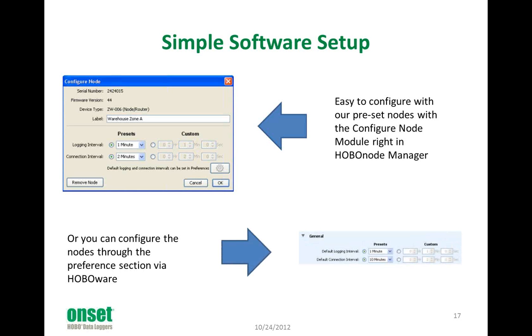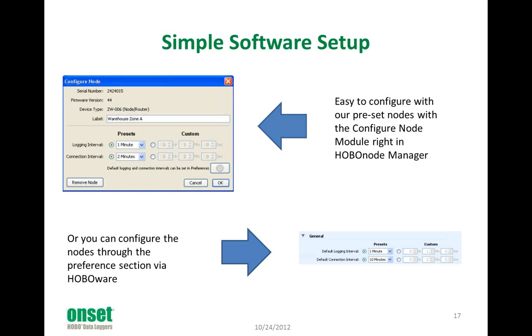Within the HOBOnode Manager, you're able to click on a particular node and you'll get the first box that comes up. We're able to put a label onto that particular node, wherever it is. Here, say Warehouse Zone A. If you have different offices, you can put it into the President's office or your accounting department. Then you can change the logging interval and the connection interval.